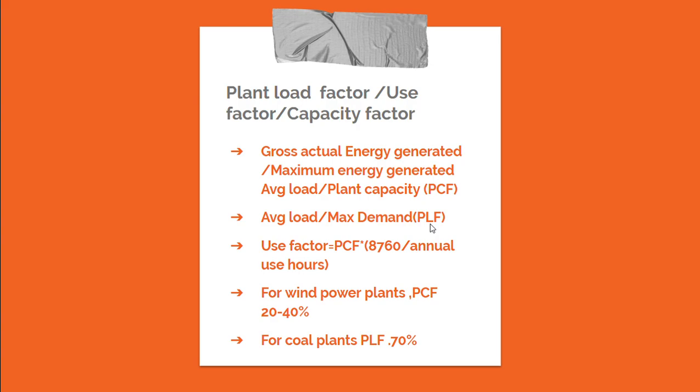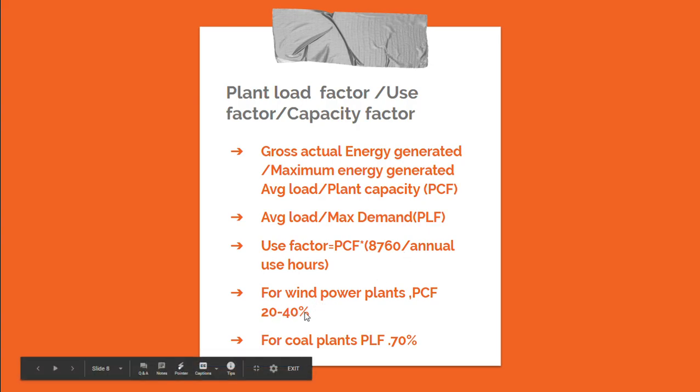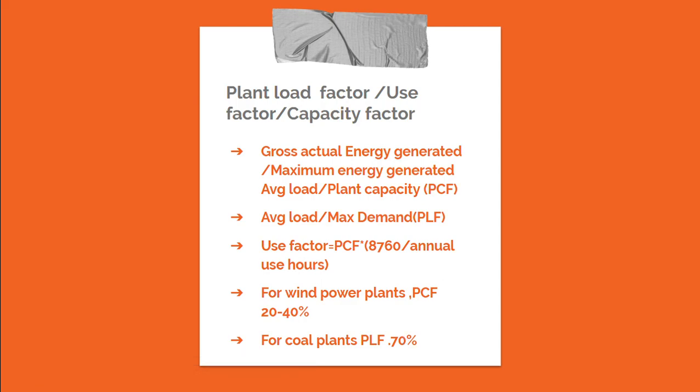The typical value for the plant capacity factor for a wind power plant is about 20 to 40%, and that is what I was talking about, that renewables have lower plant capacity factors. If it is a coal based power plant, then the plant load factor is greater than 70%. It could theoretically be 100% also. This you need to appreciate, and this would decide the electricity which is actually generated by these power plants. So the installed capacity is one thing and the electricity generated is altogether a different thing.